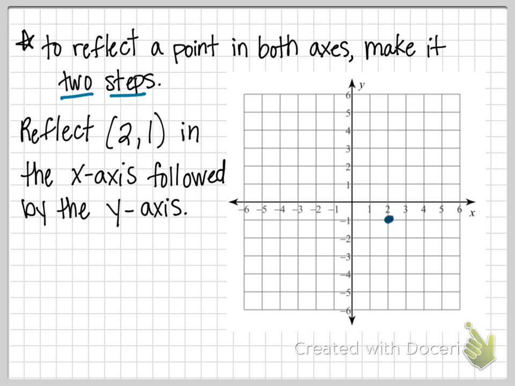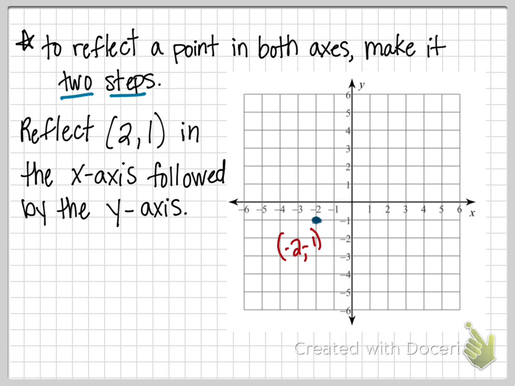And then, second, I will reflect it in the y. Okay? Hudson, what will my new point be when I reflect this point in the y-axis? (-2, -1). Perfect. (-2, -1). So this is my final point, reflected in first the x-axis and then the y-axis.